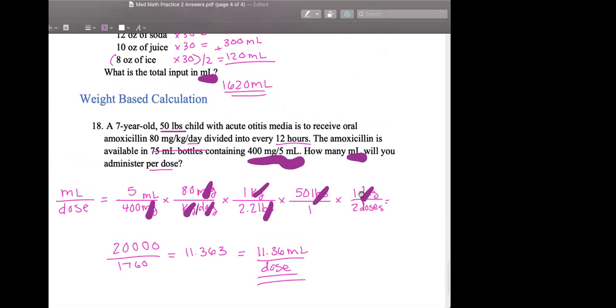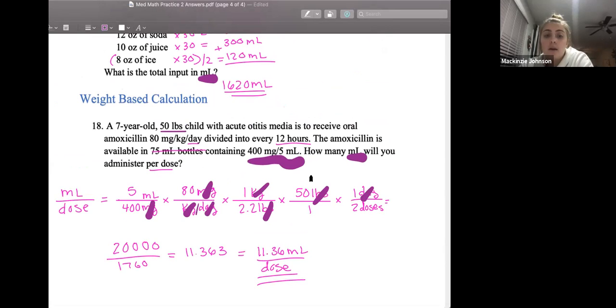Why wouldn't it be 2 doses per day, like for the last part of it? Okay, because what the provider ordered is 80 milligrams per kilogram per day divided into every 12 hours. So you'll have to give it 2 different times throughout the day. So 1 day is 2 doses, because 1 day is 24 hours, but it's divided in half. You'll give it at, say, 1200, and then you'll give it again in another 12 hours.